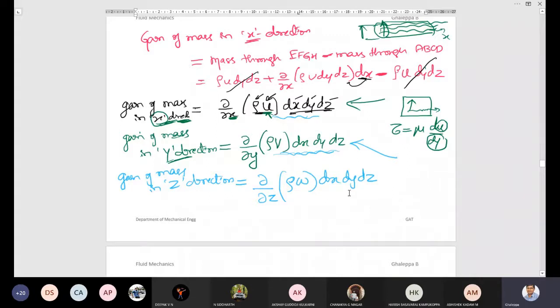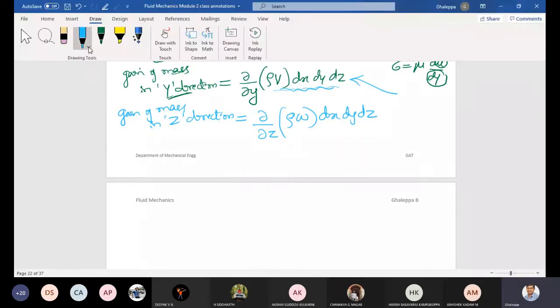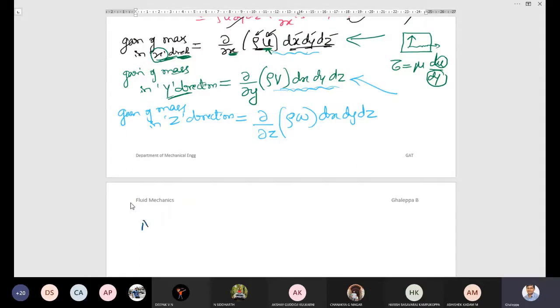If I ask you what is the total mass of fluid gained in the fluid element in x, y, z, what is the total mass? Net gain or total gain of the fluid. Let's take a different color, since Microsoft Teams has helped and given colors. What will we write? Net gain of mass of fluid.